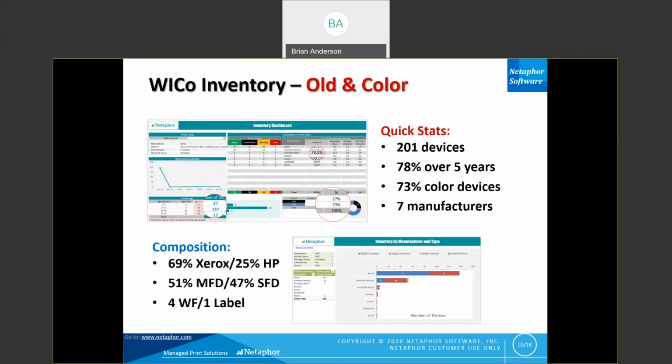Then if we looked at the composition of the fleet, this wasn't so bad. A large percentage were Xerox devices, and they're probably old devices. And then there was a good substantial portion that was Hewlett Packard. Most of those happened to be single function devices, and the rest were mostly multifunction devices. They did have some label makers. As I said, SiteAudit will discover label makers, and to a certain extent will track those, and they also had some wide format devices as well. So what you're left with is they have an older color device fleet.